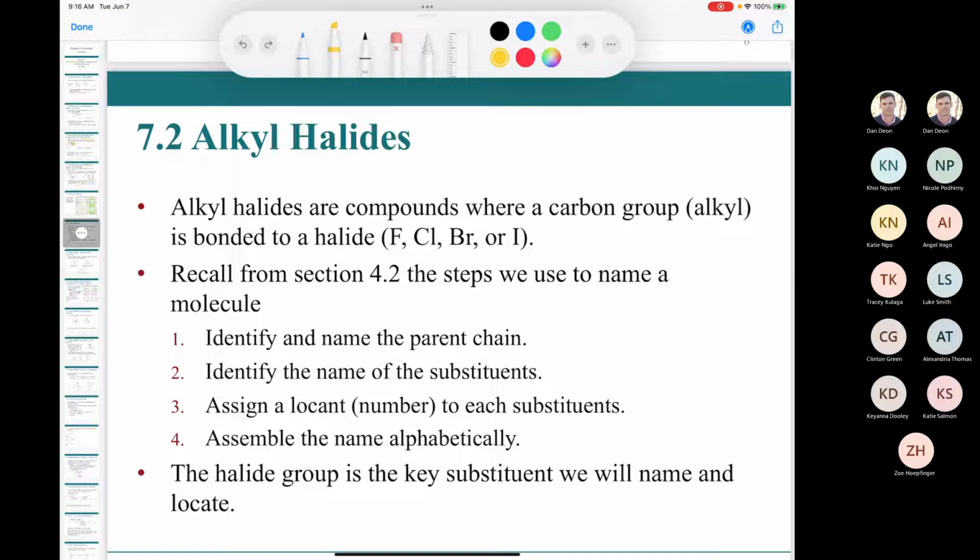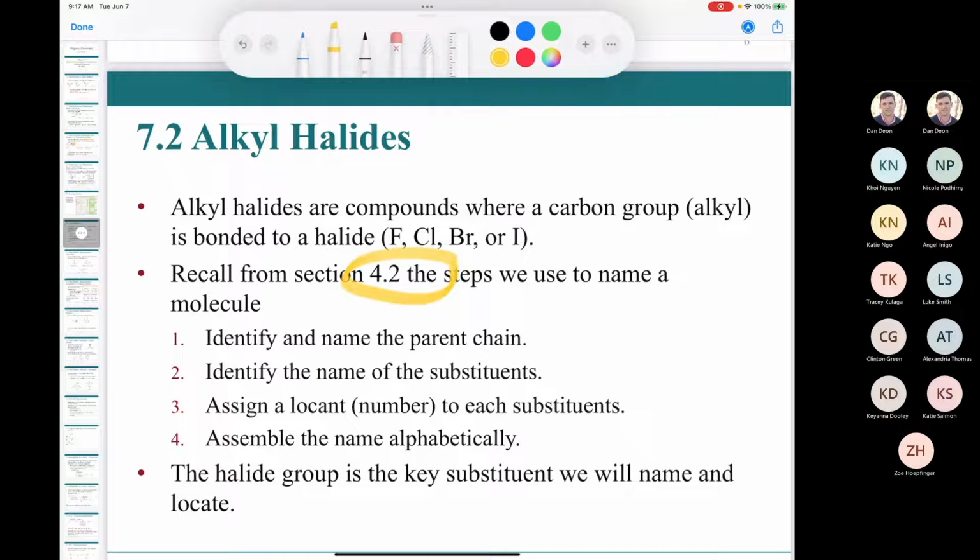And I got some great news for you. If you spent a lot of time learning how to name alkanes and you said, oh, Mr. Dion, I spent a lot of time memorizing methyl, ethyl, propyl, isopropyl, tert-butyl, sec-butyl, isobutyl, all that stuff, well, I have some great news for you. All of those rules that you would have learned in there, all of that nomenclature can be applied in this section. So great news. It even refers to it right here in the slide. It says, recall from section 4.2 the steps that we use to name a molecule.